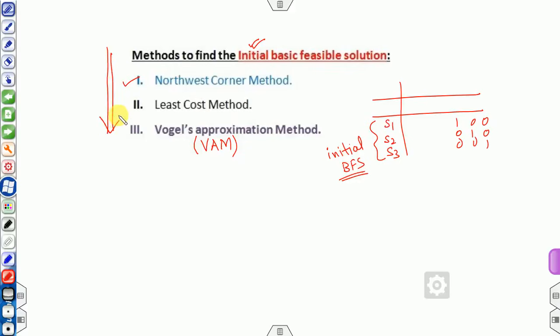I hope you may recall this lecture before trying to understand the northwest corner, least cost and Vogel approximation methods. I again say that if there is any doubt, you can still ask me at any time.